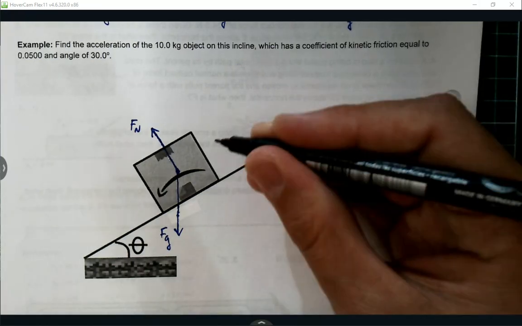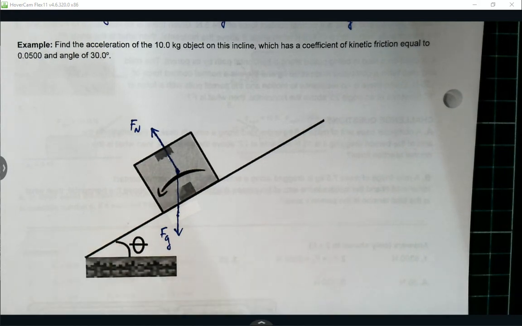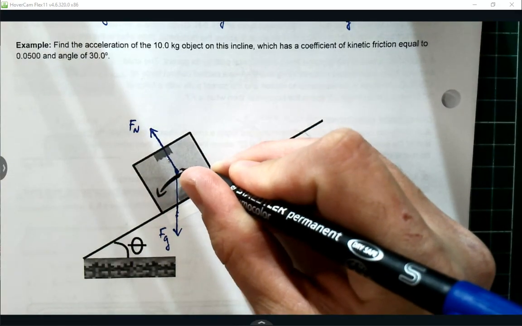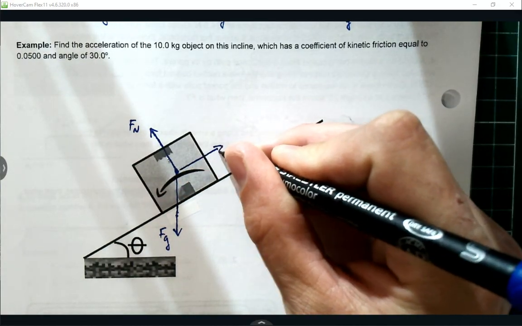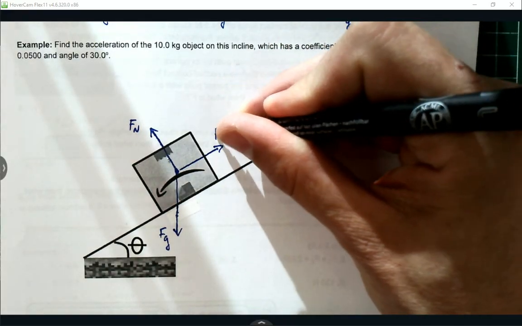I want to think about what would happen if this box slid down the hill. That seems like a reasonable thing. What direction would the friction force point in? What do you say? Like back up? Yeah, you're right, back up the hill. Makes sense. It's going to go that way, parallel to the surface upon which it's sliding. So we could say we got an FK going that way.